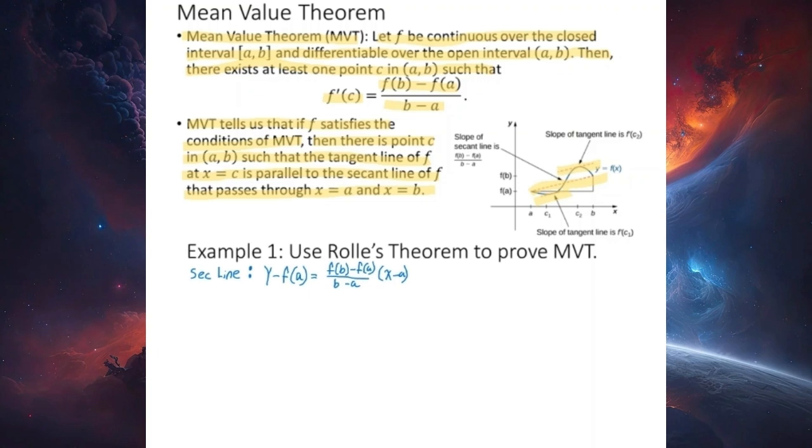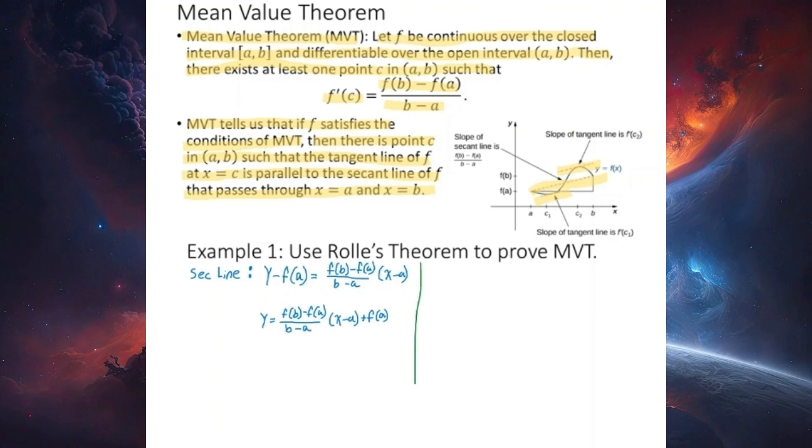it passes through the point a, f(a), the point-slope form of our secant line is y minus f(a) equals f(b) minus f(a) all over b minus a times x minus a. We'll add f(a) over, and we get that our secant line is y equals f(b) minus f(a) over b minus a times x minus a plus f(a).